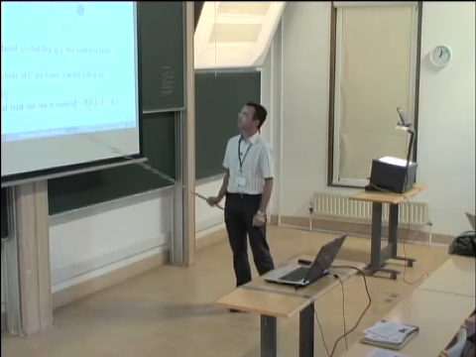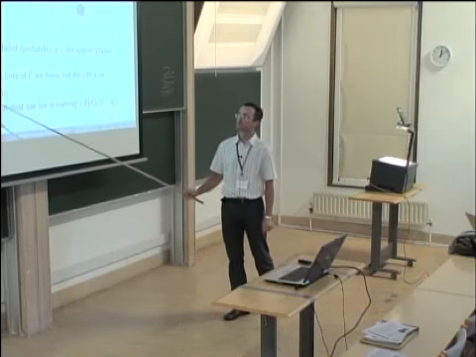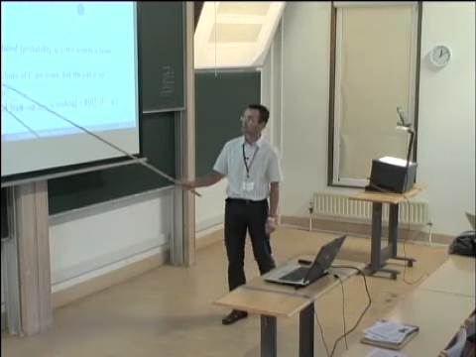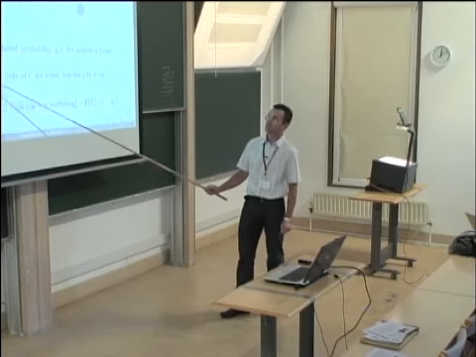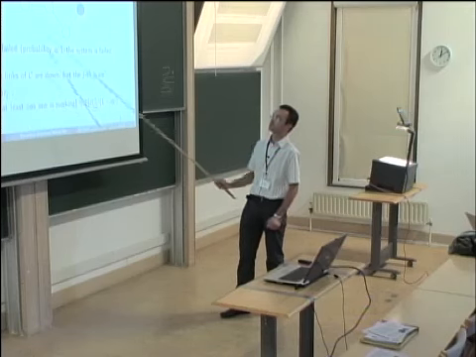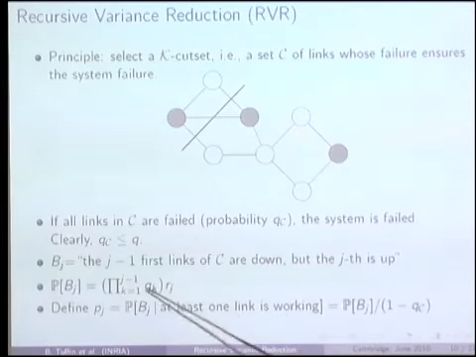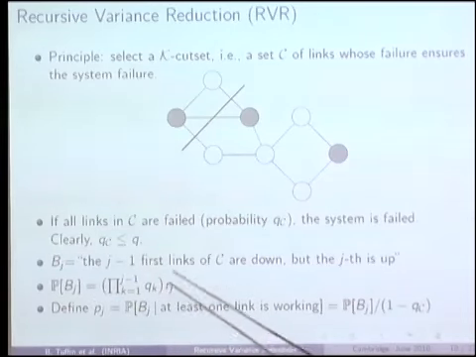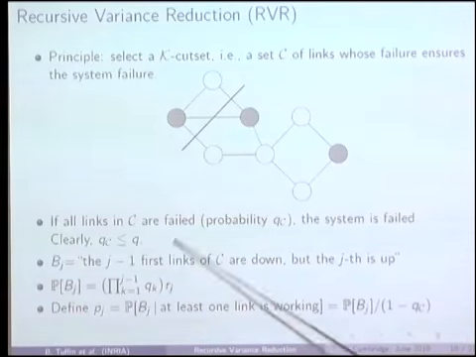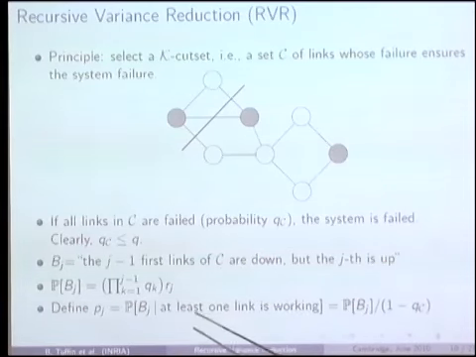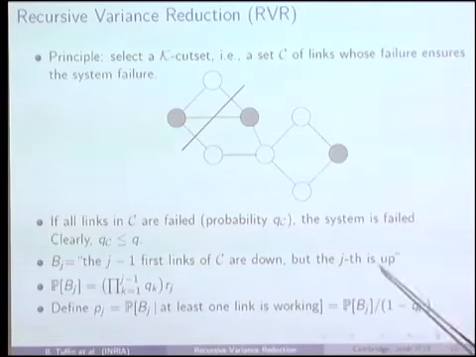As soon as we have such a cut set, it is easy to compute the probability of given events such as Bj, which means here that the j minus 1 first links of the cut set, if we order them, are down, but the jth is up. And computing this probability is immediate from this relation, given that we have independence of failures, of course. And we define Pj as the probability that the j minus 1 are down and the jth works, given that at least one link is working. So this can be computed very easily too.